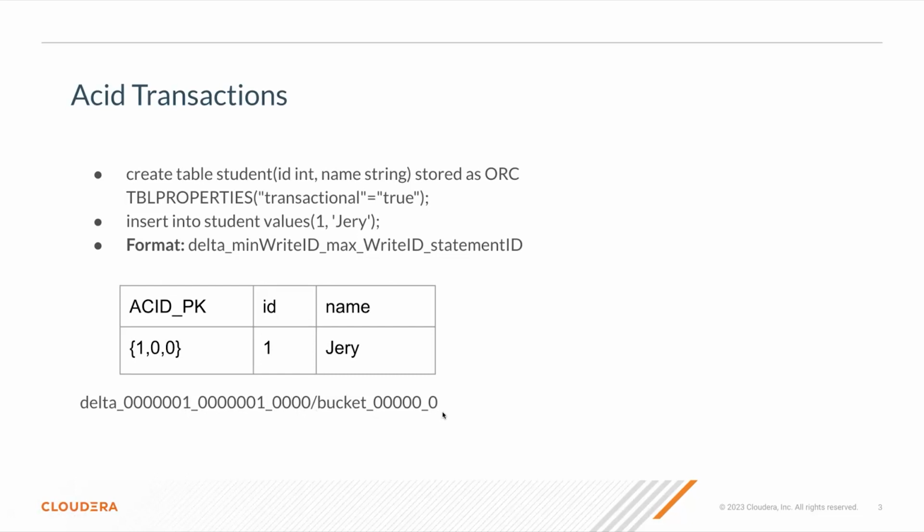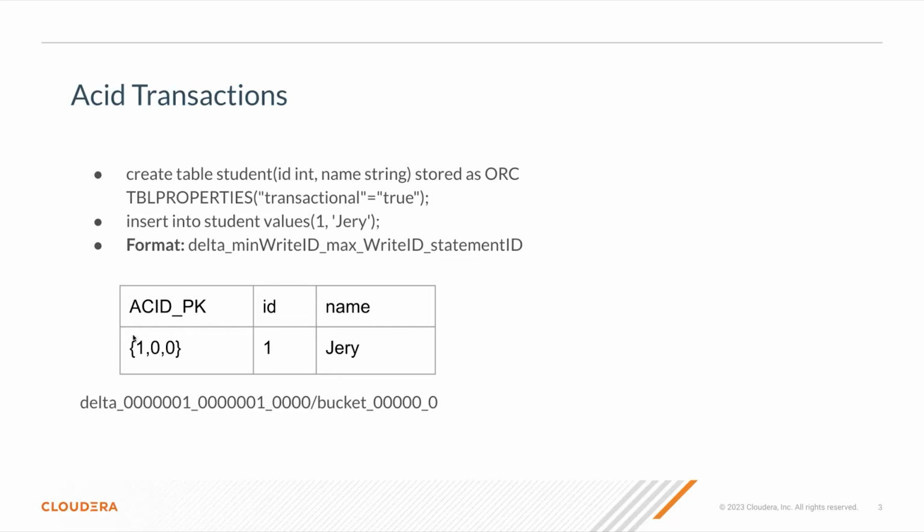And there is a bucketing system. We can configure the number of buckets while creating the table. Since I didn't configure anything here, it's implicitly taken as a single bucket. And so we have the 0 ID. So the actual data, this 1 and Jerry, is written here, ID and name. And this is the ACID primary key. This is useful to read the data in the files.